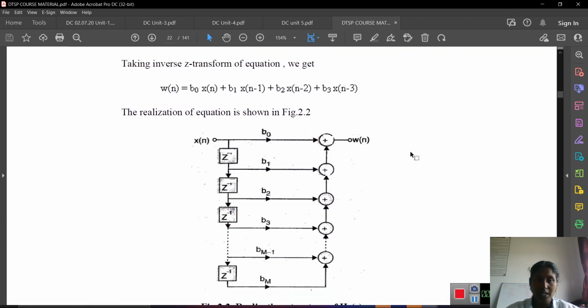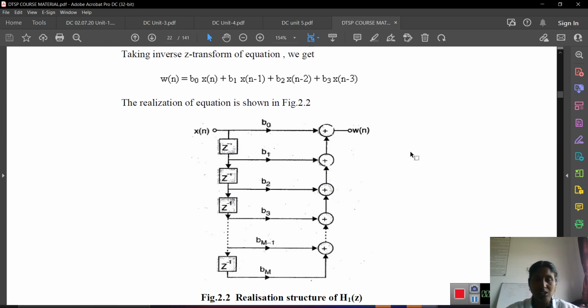This is the direct form 1 realization structure, with coefficients b naught, b1, b2, b3 up to bM, applied to x of n. So we get W of n equal to b naught x of n plus b1 x of n minus 1 plus b2 x of n minus 2 plus b3 x of n minus 3 and so on. In the same way we define H2 of z. If it is combined, finally we get the direct form 1 structure.